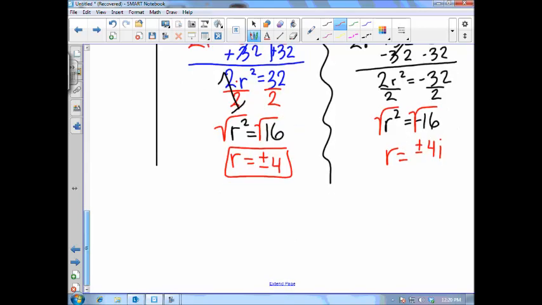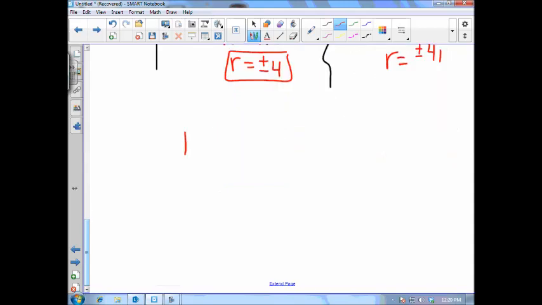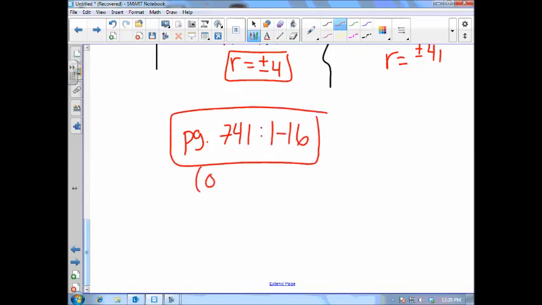Okay, here's our assignment. Page 741, numbers 1 through 16. Remember, we're going to do this on paper, not in our books. The problems are in your books, but please write your work and your answer on paper.